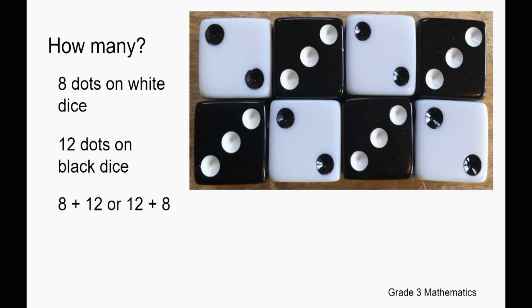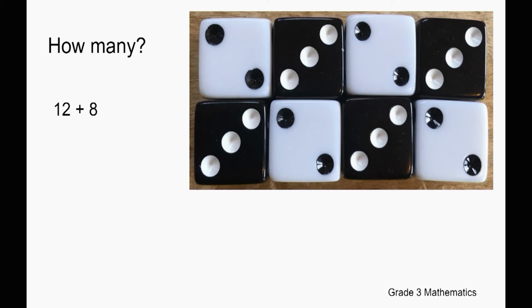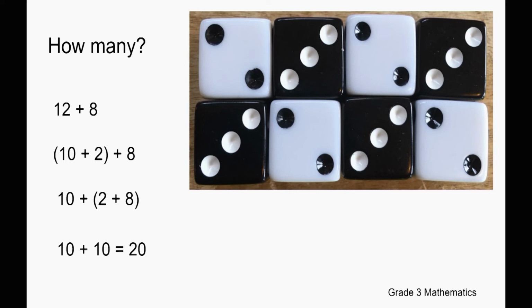You might have thought about 8 plus 12 or 12 plus 8 to solve this. Because of the commutative property, we know we can add those numbers in either order and the total doesn't change. One way to add 12 and 8 together is to decompose that 12 into 10 and 2. I showed that here inside the parentheses. Then we can combine the 8 and 2 together to make an easy 10. That leaves us with 10 plus 10 to get to 20. Now we know there are 20 dots altogether.